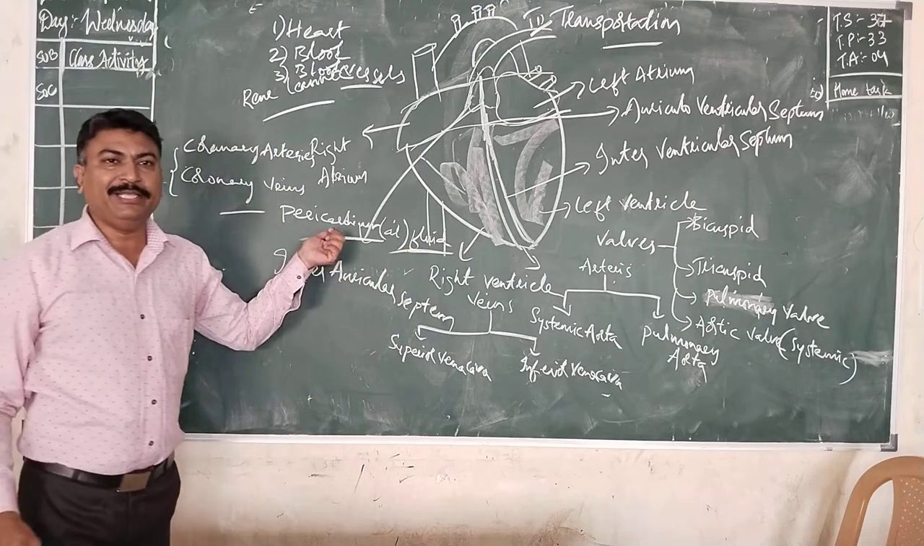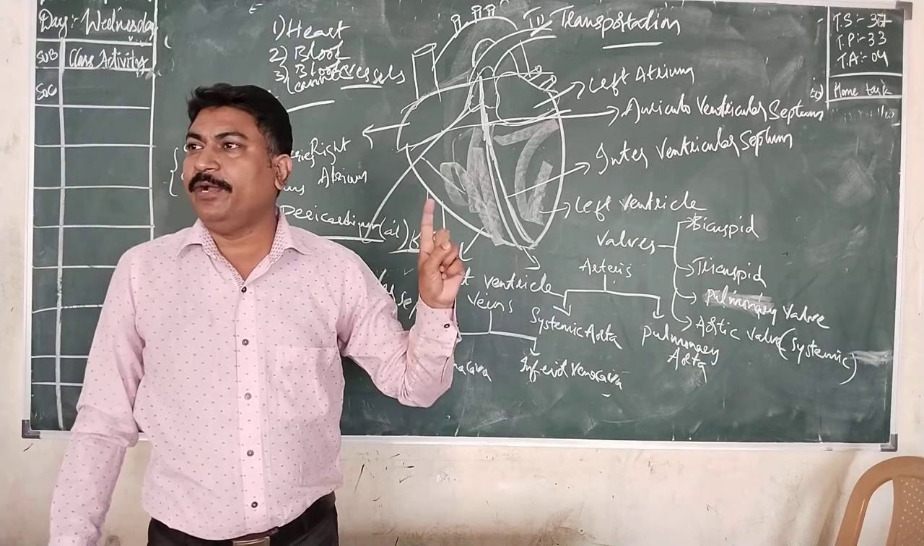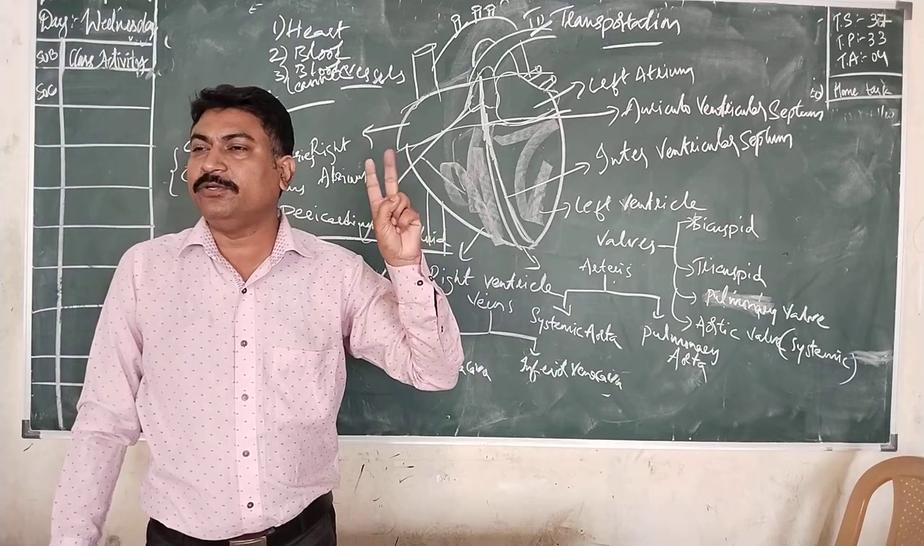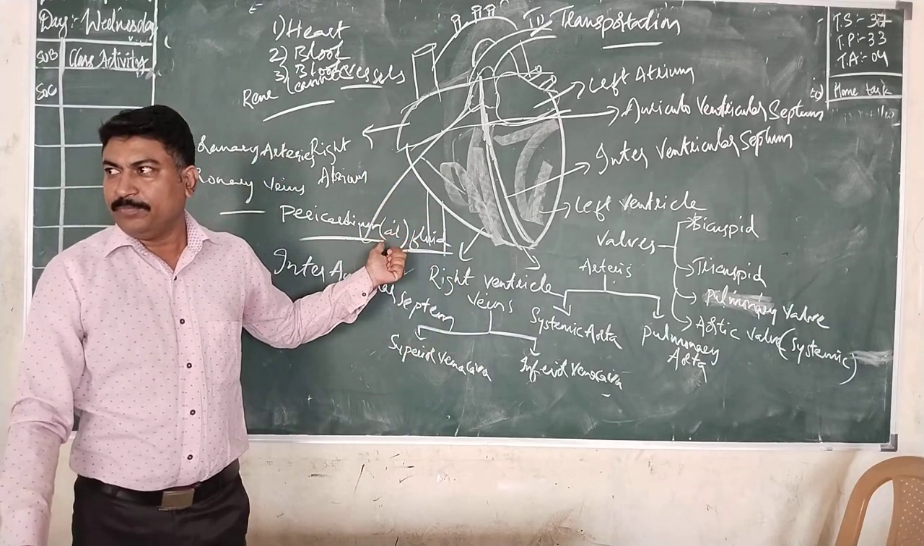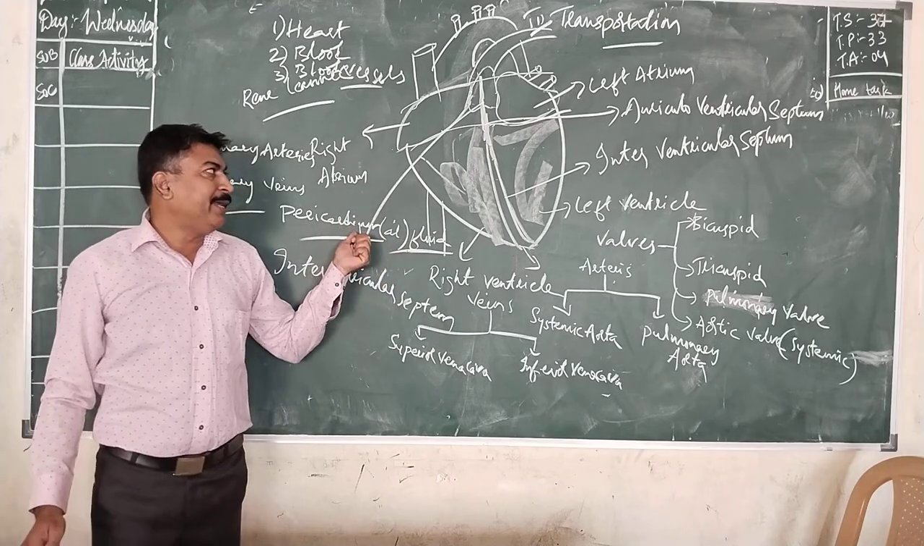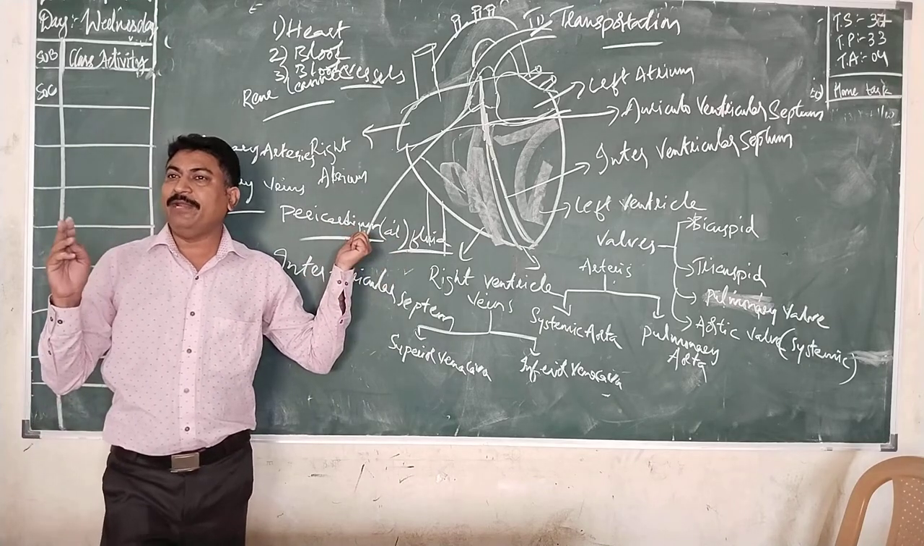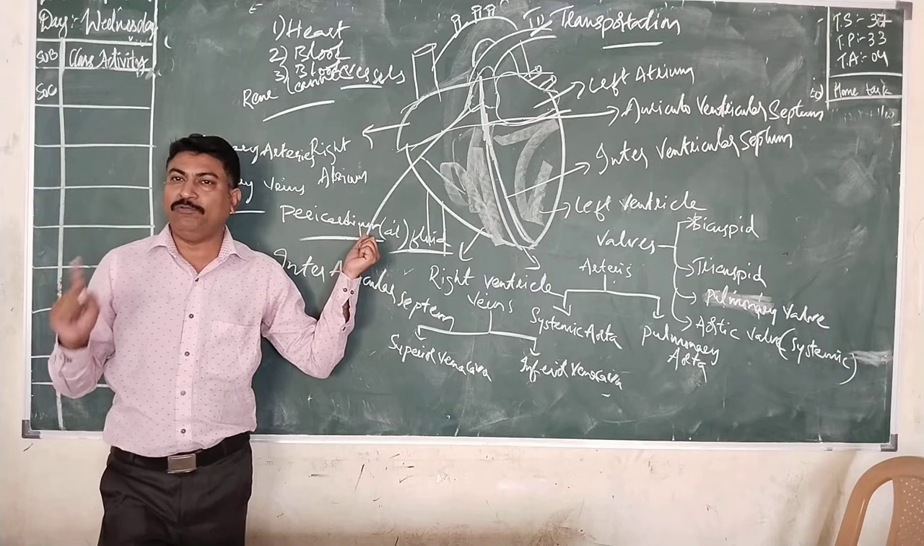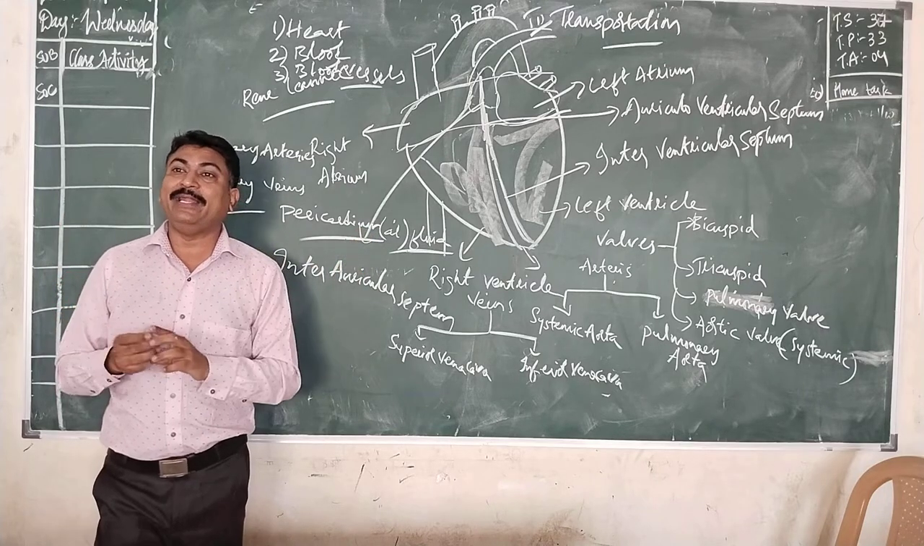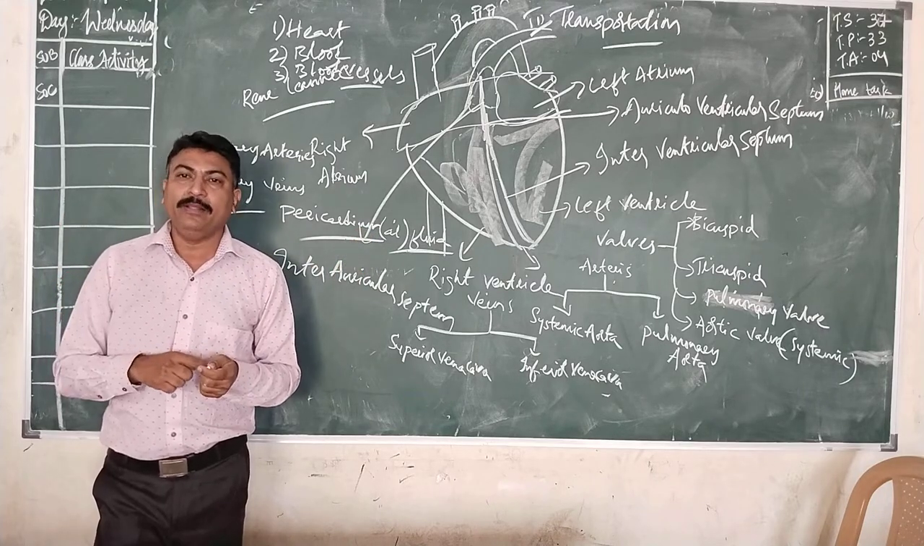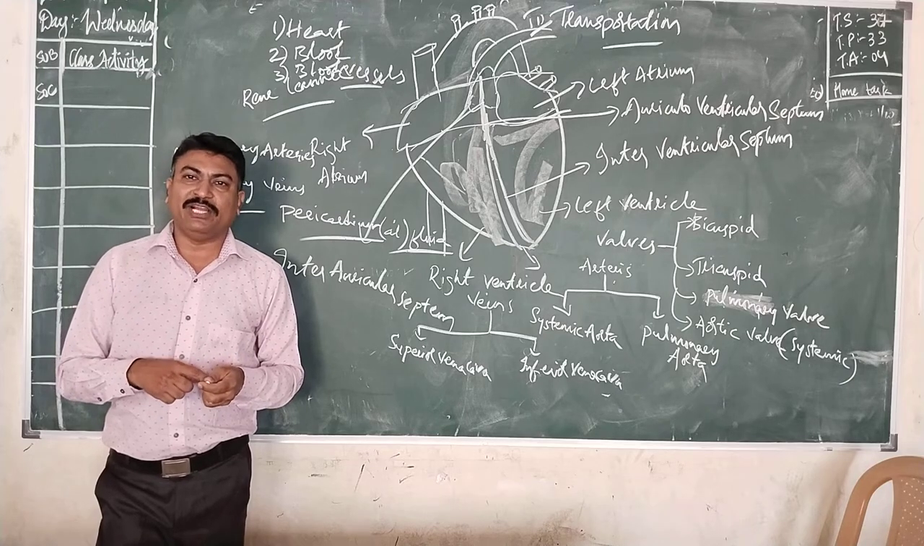The entire heart is protected or surrounded by a two-layered membrane. It is known as the pericardium. Is it clear? Now, this pericardium is a two-layered membrane filled with a fluid known as pericardial fluid. The pericardium and pericardial fluid protect our heart from physical shocks.